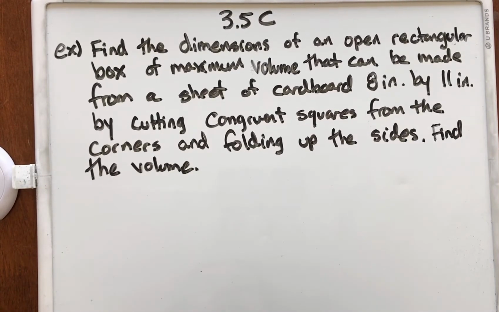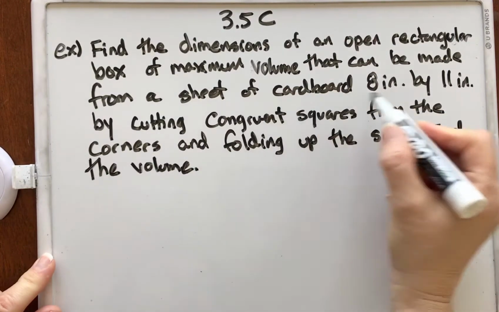3.5c. This is going to be kind of fun. Find the dimensions of an open rectangular box of maximum volume that can be made from a sheet of cardboard 8 inches by 11 inches by cutting congruent squares from the corners and folding up the sides. Find the volume. Okay, let's draw a picture of what this means.